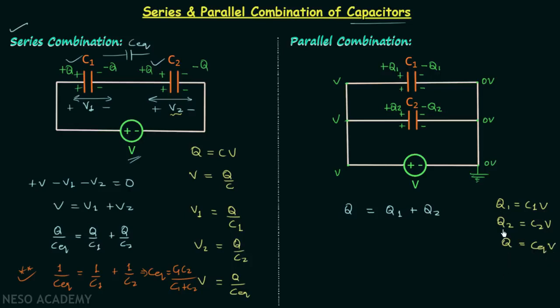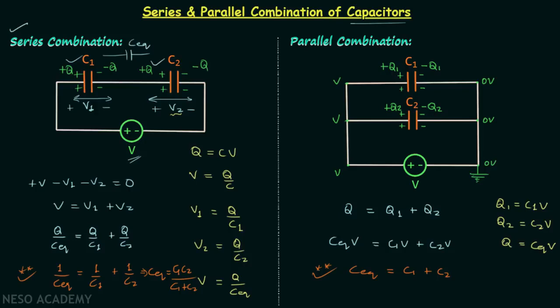Now we will put Q1, Q2 and Q in this equation, and we will have C equivalent multiplied by V equal to C1 multiplied by V plus C2 multiplied by V. From here we will have C equivalent equal to C1 plus C2. So remember this result. Whenever the capacitors are connected in parallel, then their capacitances are added, and the formula is same as the formula we had in series combination of resistors.